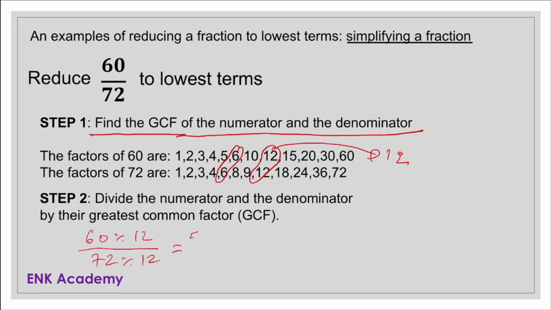What we get is 5 over 72 divided by 12, which is 6. And this is the simplified fraction.